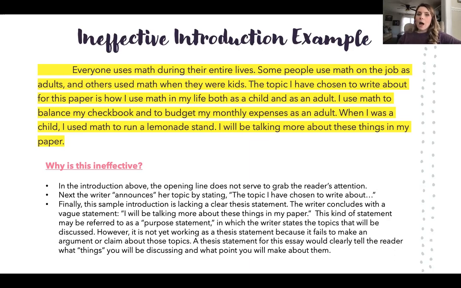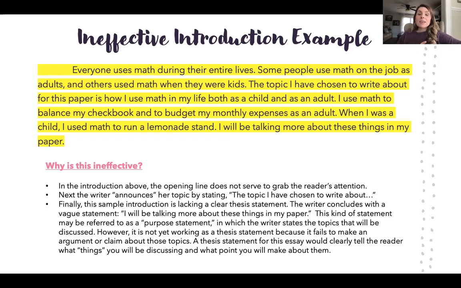So let's talk about why this introduction is ineffective and not a good example of a quality introduction. First of all, the opening line does not grab the reader's attention. And that's more of a blanket statement. Of course, everyone uses math. At some point throughout your day, whether you realize it or not, you're counting something, or you're taking a look at a price, or you're thinking about how much money you have in your bank account. That's just not a really attention grabbing, meaningful way to make the reader want to read your paper.